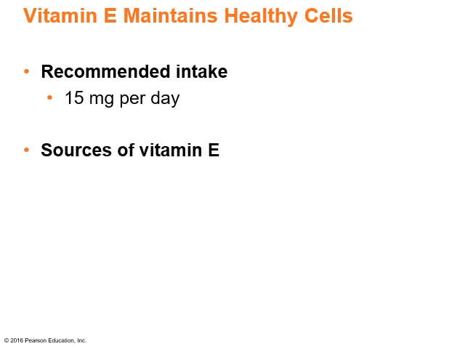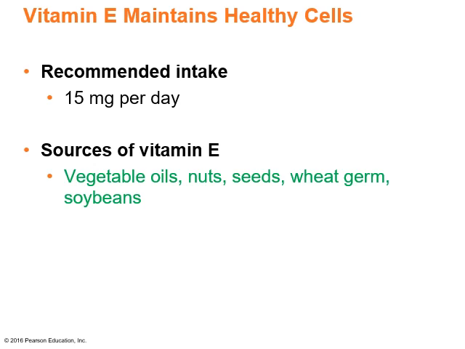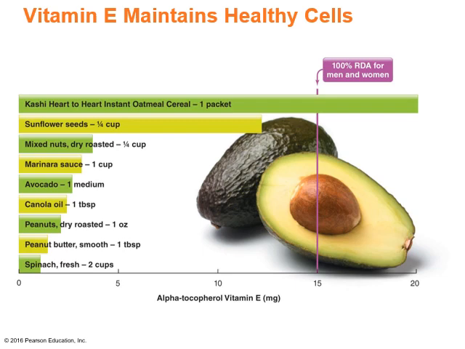Fifteen milligrams per day is what they recommend, and some places you can get it from: vegetable oils, nuts, seeds, wheat germ, soybeans. Here's a nice little list for you. Some Kashi Heart to Heart oatmeal cereal, some sunflower seeds, mixed nuts, believe it or not, marinara sauce, avocados, canola oil, peanuts, peanut butter, spinach, fresh spinach, all great places to obtain some vitamin E.